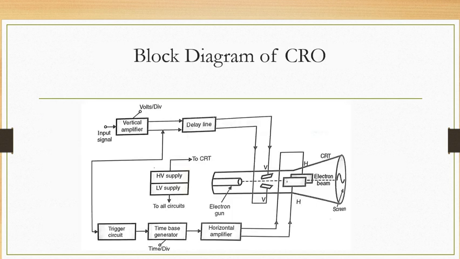After that we saw the block diagram of a CRO, which has horizontal plates, vertical plates, deflection systems, then high voltage and low voltage supply, and the most important thing, the CRT. Now in this lecture we have to see the internal structure of a CRT and study in depth how it works and all other things.